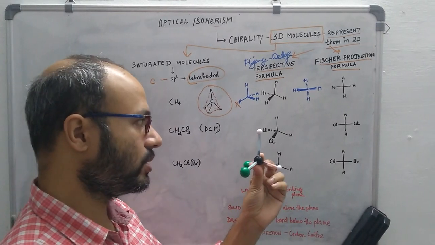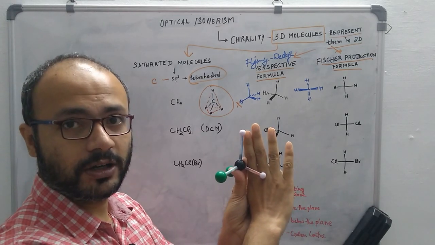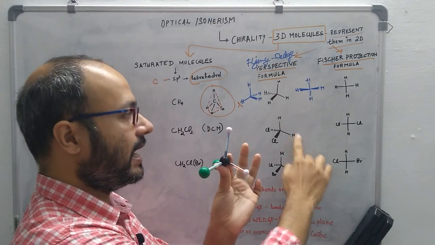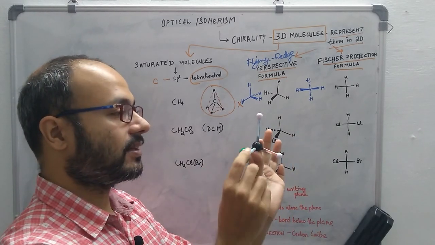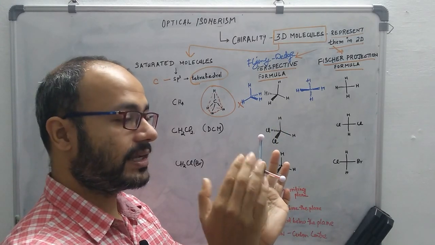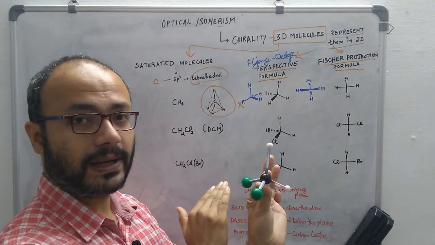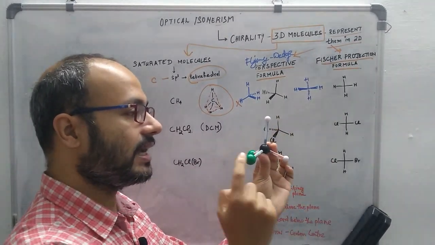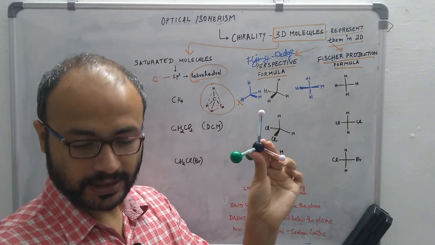So I'm holding the molecule in such a fashion that these two hydrogen bonds are on the plane of the writing plane. Suppose this is the plane of the board, this is my writing plane, and these two CH bonds are on the plane of the board. And if these two hydrogens are on the plane of the board, then that means this chlorine is above the plane and this chlorine is below the plane. So you can easily visualize that this structure that I have written exactly matches with the model that I am showing you here.